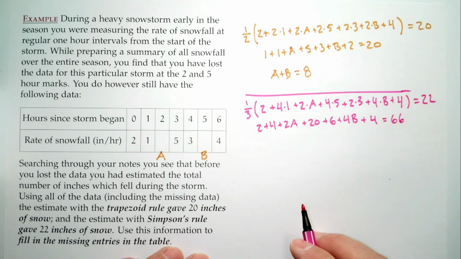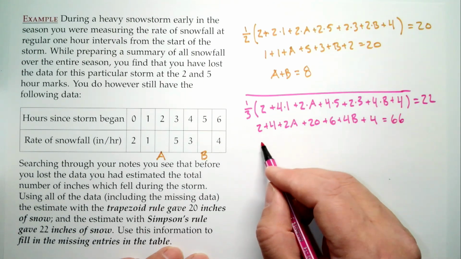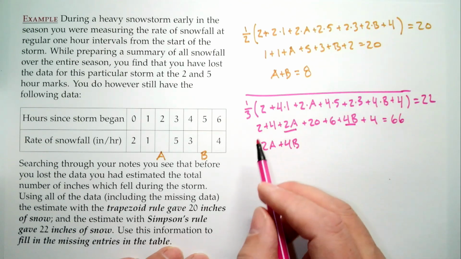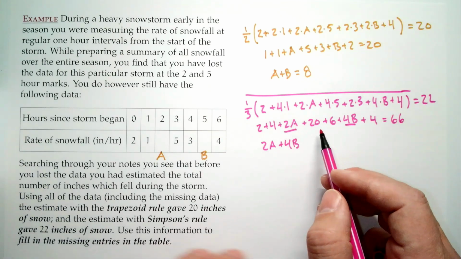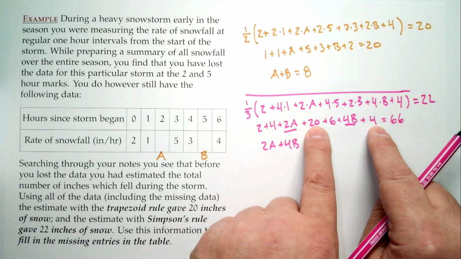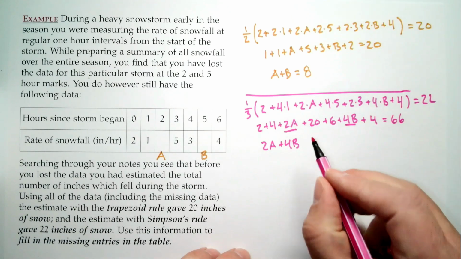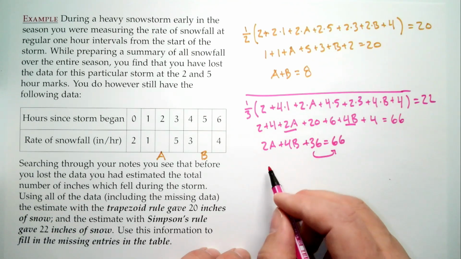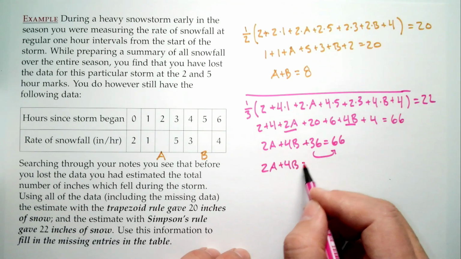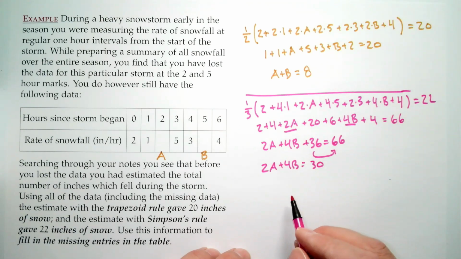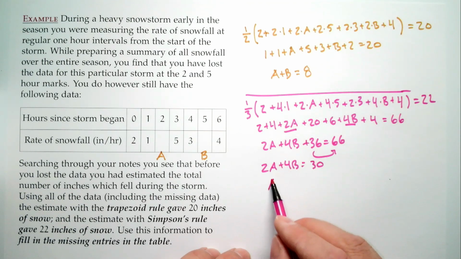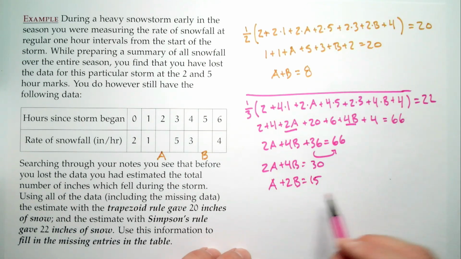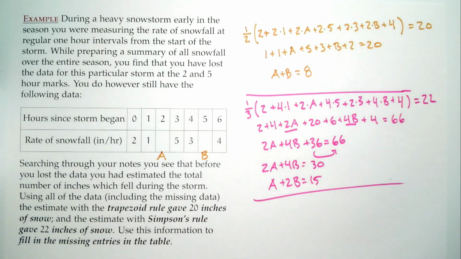All right. Now, we have the 2A from there, the 4B, and then what do we have? We have 2 plus 4 plus 20, it's 26, plus 4 more makes 30, plus 6 makes 36. So I'll do an intermediate step. Plus 36 equals 66. Well, of course, we can take that over. 2A plus 4B equals 30. Well, now we can divide by 2. A plus 2B is 15. So that's good. So now we have our other piece of data.